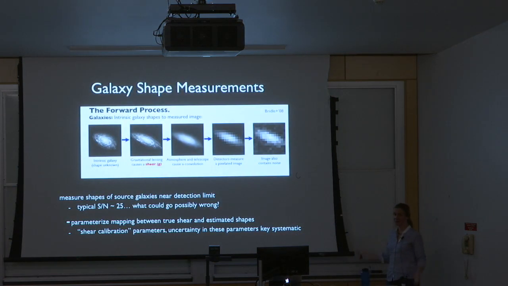So at high signal-to-noise, our process then is that we have an intrinsic galaxy of unknown shape, which gets sheared, here again exaggerated by about a factor 100. Then that sheared galaxy goes through the atmosphere and a telescope, blurring it. It gets pixelized in a detector, and then there is noise on top. Typically, this is at a signal-to-noise of about 25. So what could possibly go wrong?